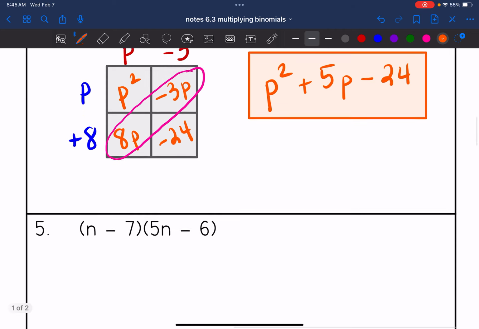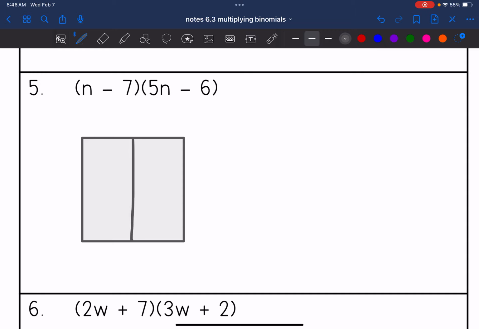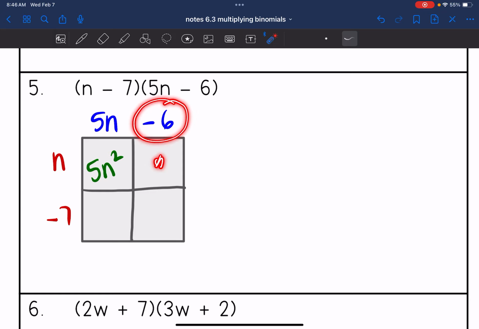Okay, let's do 2 more. N minus 7 times 5n minus 6. Let's draw our box. Two columns, 2 rows. N minus 7 down the side. 5n minus 6 across the top. Okay, multiplying 5n times n gives me 5n squared. Then up here, negative 6 times n is negative 6n.